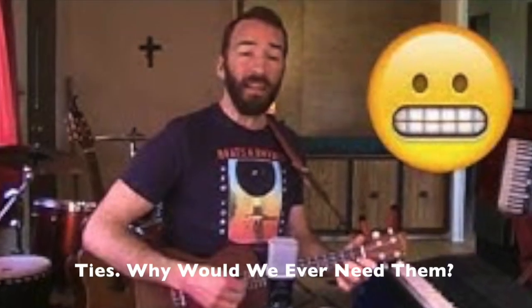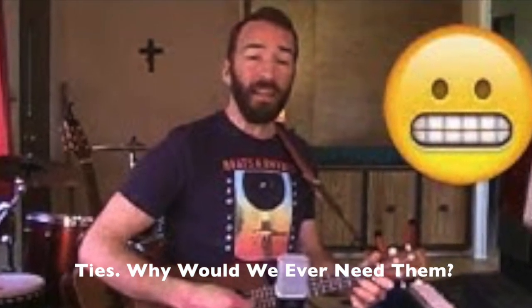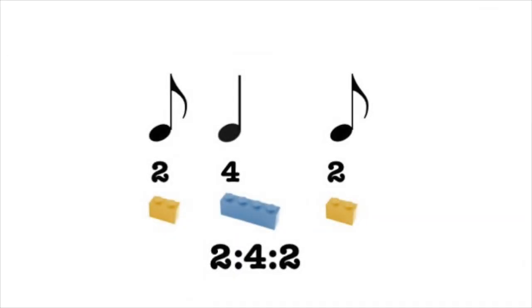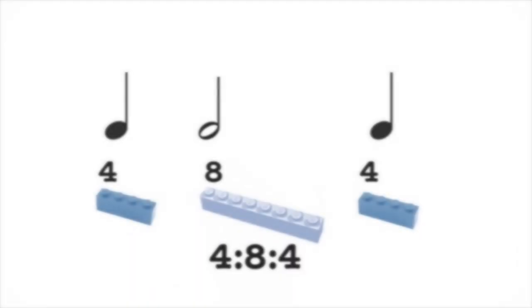For that, we'd have to go back to the video called Ties. Why would we ever need them? Remember we talked about a ratio with 3 factors in it? There was a pattern of a short note, a long note, and then another short note. That was an example of syncopation without ties. Look for that in the homework. It's going to help you out a whole lot.